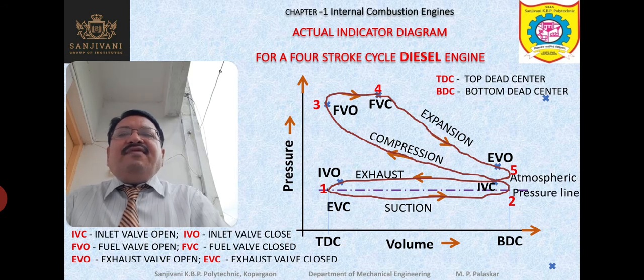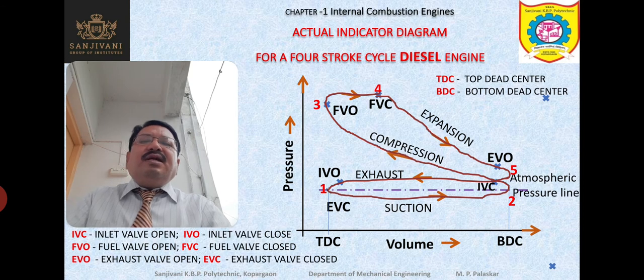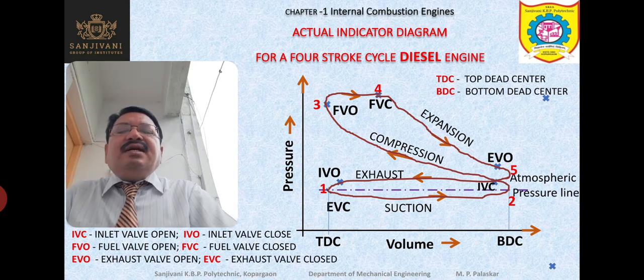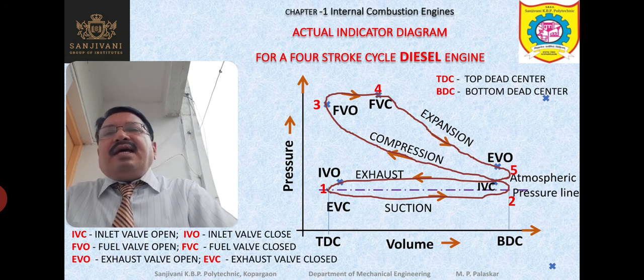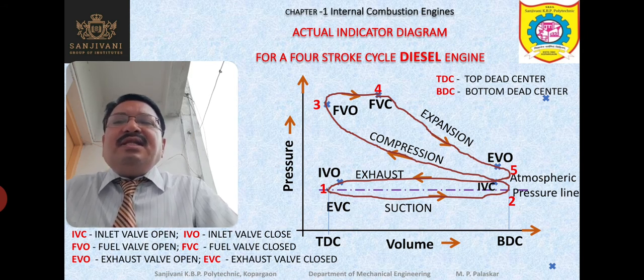But look at this line 5-1. This line 5-1, which represents the exhaust of the gases, is lying slightly above the atmospheric pressure line. It indicates that during the exhaust stroke, the pressure inside the engine cylinder is slightly higher than the atmospheric pressure. This is required, because only then can the exhaust gases move out of the engine cylinder. Otherwise the exhaust gases will not move out of the engine cylinder.